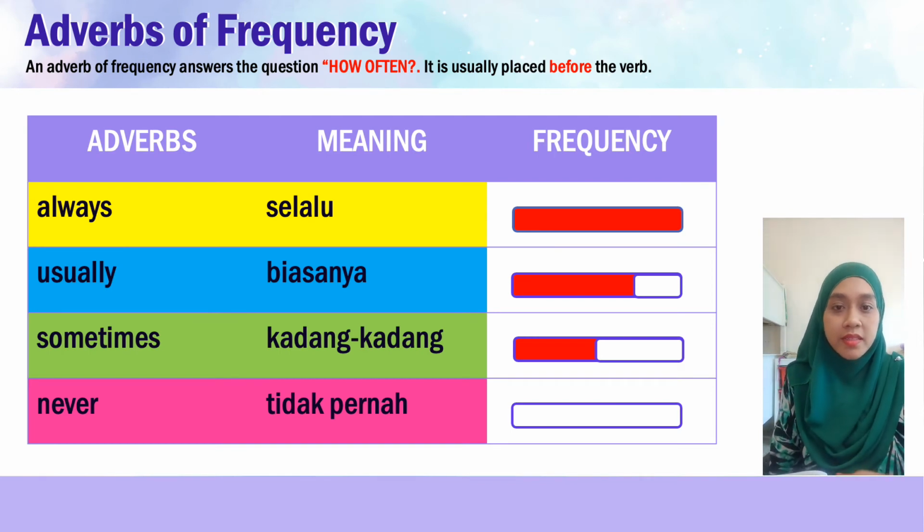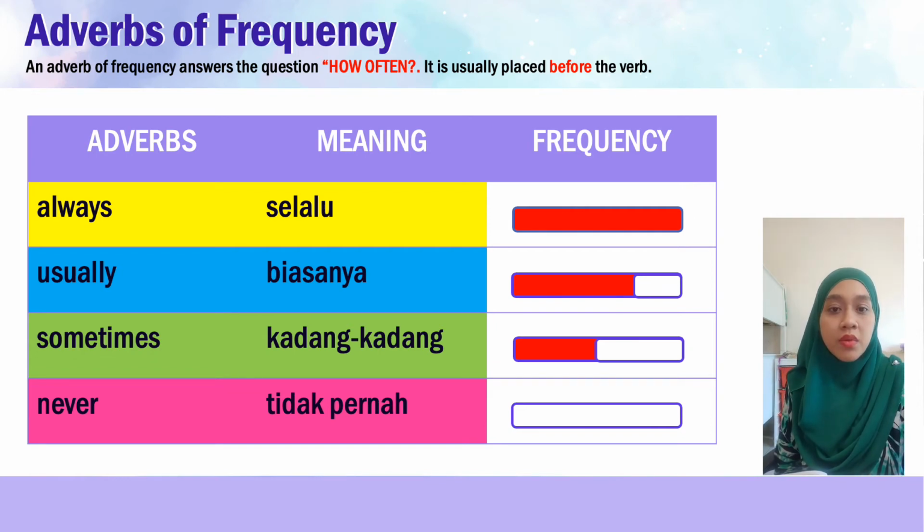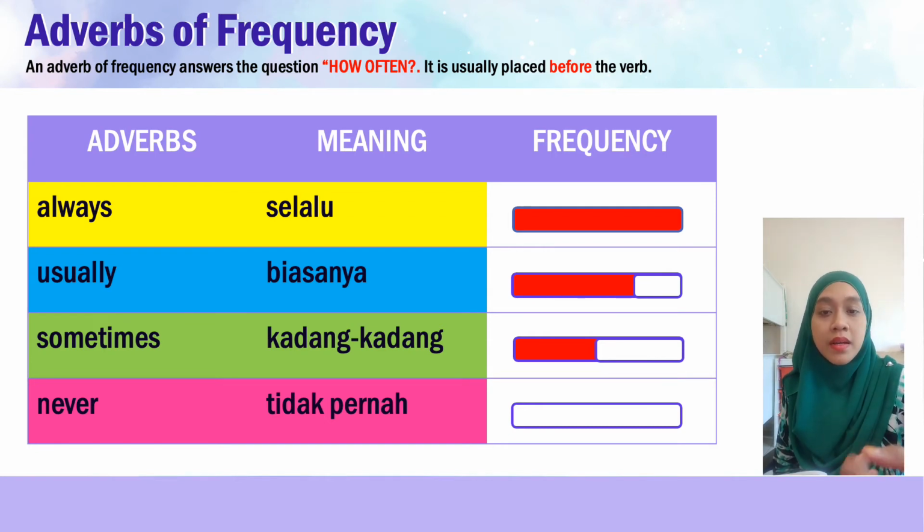Alright, so boys and girls, now I would like to introduce to you a new topic. The topic is adverbs of frequency. Adverbs of frequency answer the question how often. It is usually placed before the verb. How often means berapa kerap. There are 4 adverbs of frequency: always, usually, sometimes, and never.